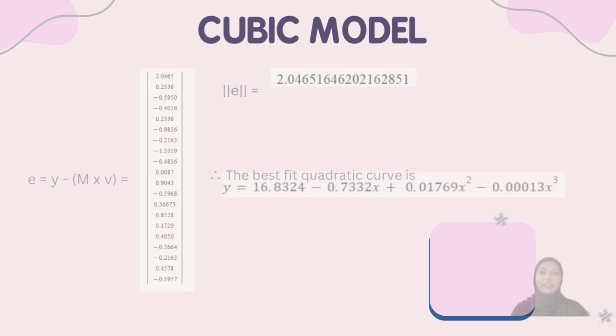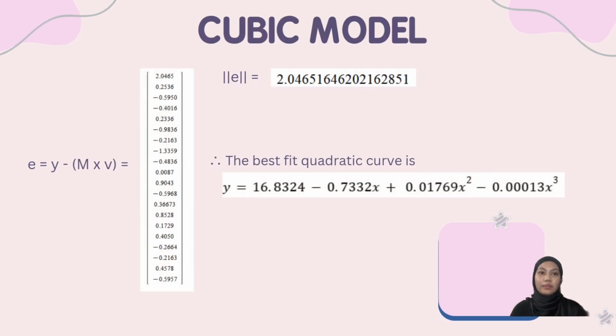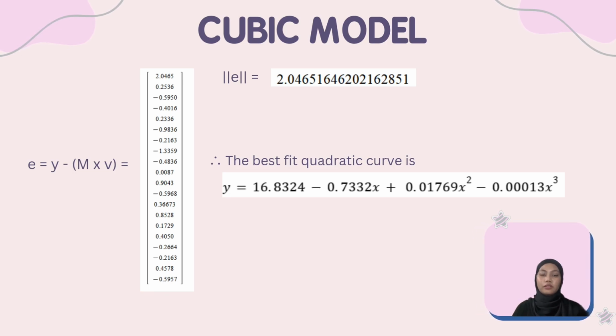Now let's evaluate the accuracy of our cubic model. To do this, we calculate the error vector, represented as E equals y minus MV. This gives us the difference between the actual y values and the predicted values from the model. Next, we find the norm of the error vector, denoted as E, which measures the overall error in the model. In this case, the norm is 2.0465, indicating a relatively small error, meaning our model fits the data well.